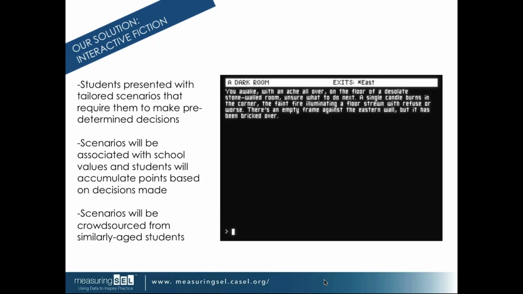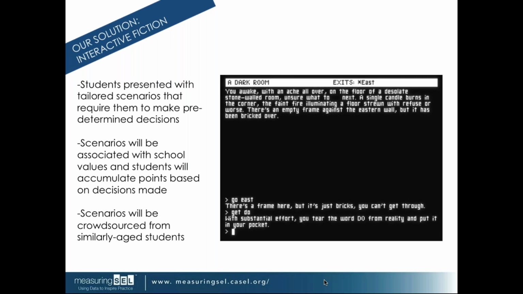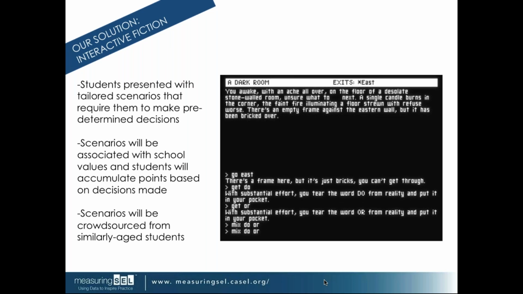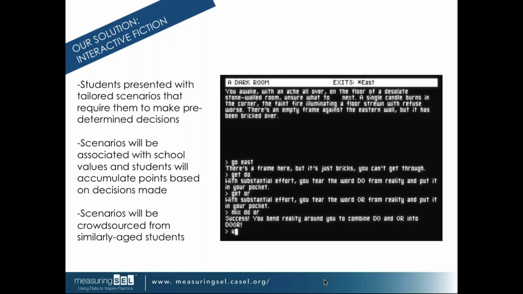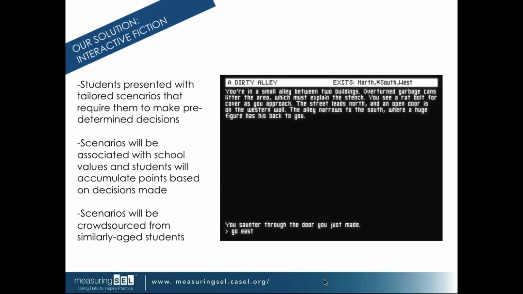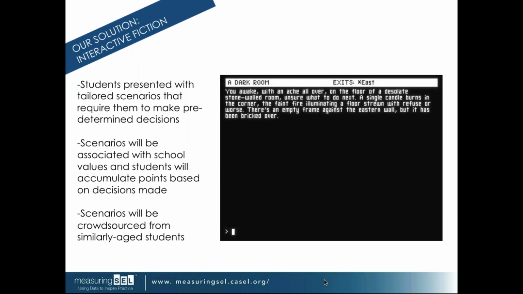And based off of students' decisions, they'll accumulate points throughout the game, and the different scenarios and the different decisions will be tagged to different values. So it'll be customizable to each school. Likely we'll end up with a bank of scenarios which schools will be able to tag to the values that are pertinent to them. And based off of a student's actions, they'll get points, and by the end of the game, we'll be able to get some good data on how a student is doing currently, as well as, if we're assessing this throughout the year, we can get an idea of changes in students' perceptions and values. Next slide, please.